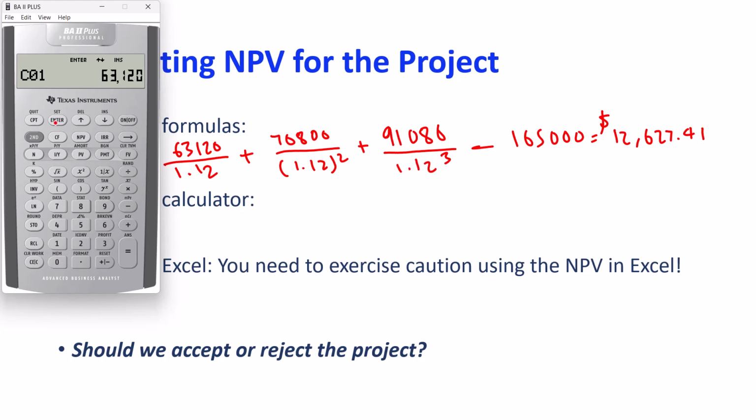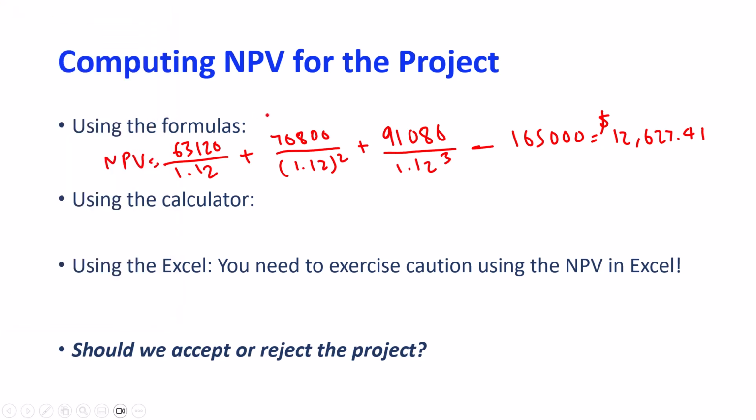So if we push enter, and then go down arrow, cash flow 1 is 63,120. Cash flow 2 is 70,800. And finally, cash flow 3 is 91,080. After you're done entering the cash flows, you just push the NPV button here and then enter the rate of 12%, go down, and compute NPV. You should be getting exactly the same number as we had before, 12,627.